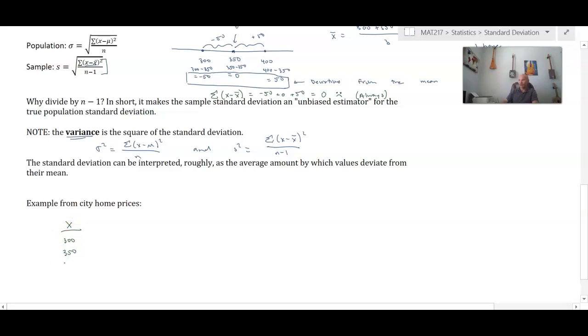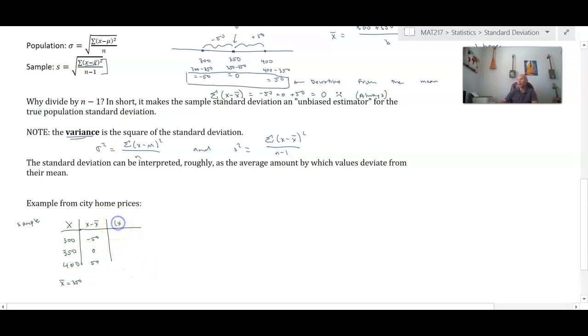We don't often do this by hand. We're just going to do it here so we can understand where these numbers come from. So we have a sample. Down here, what I like to do is state my x bar, my mean, which I know is 350. Next, I'll list a column for my x minus x bars. So 300 minus 350 is negative 50, 0, and positive 50.